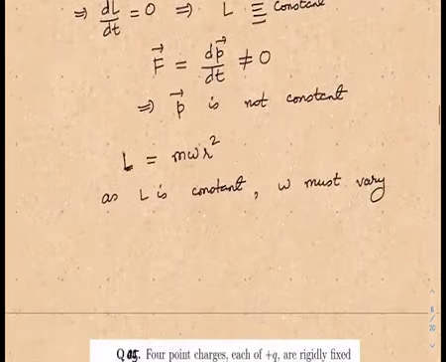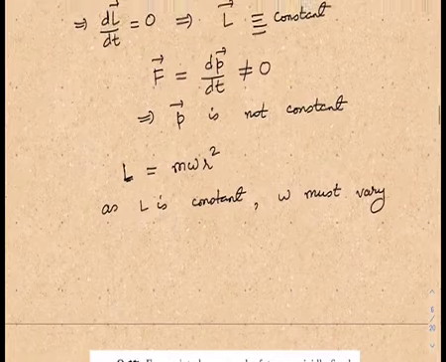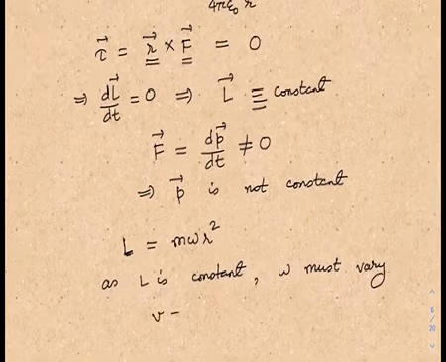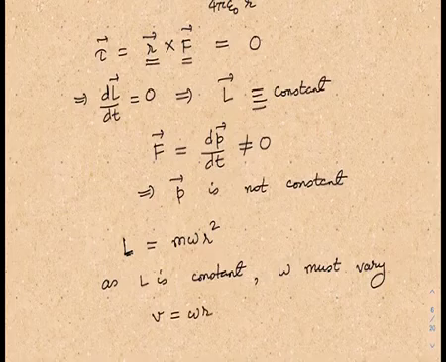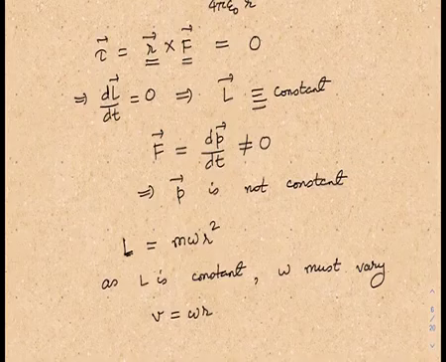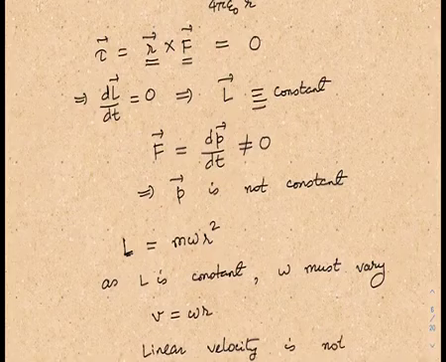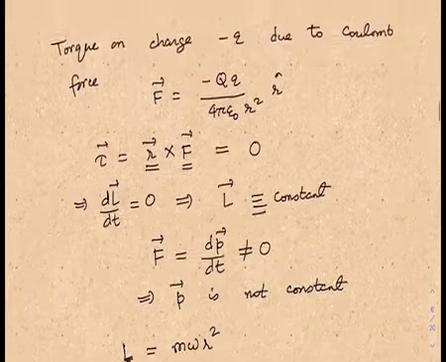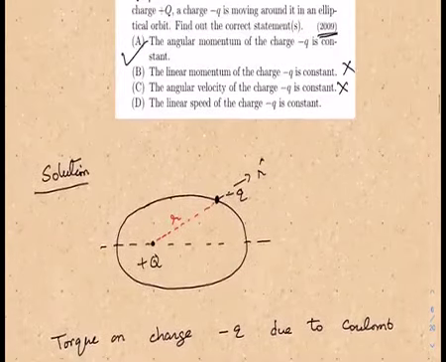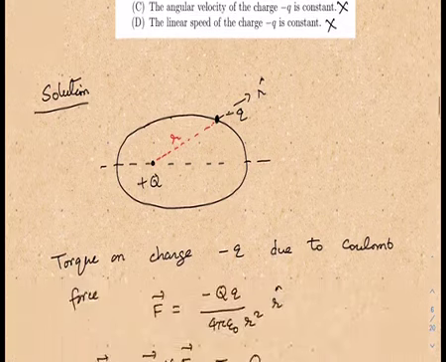Is it so? You see, speed v is equal to omega into r. Now quite clearly, because omega is changing and r is changing, the linear velocity is also changing, so it cannot be constant. So what we can then say is that option D is also not correct. Only one option is correct, and that is option A.